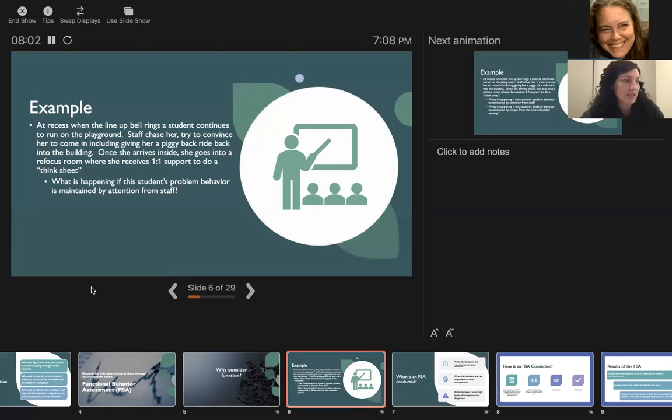If what she likes is attention from staff, she gets that level of staff attention on the playground, and then again when she arrives back in the refocus room. Even though the intervention is intended to stop the problem behavior, it's likely reinforcing it. So there's an example as to why we need to know the function, or make a hypothesis as to what the function is. And we'll keep coming back to this example.